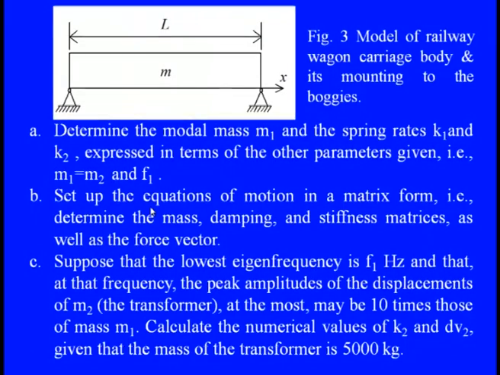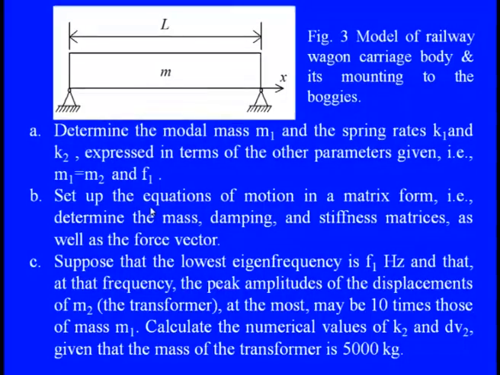Now the question says that we need to find the modal mass M1, the spring rates K1 and K2, and express these in terms of the parameters M1 and F1. Accordingly, set up the equation of motion in matrix form. That means we need to find the mass, damping and stiffness matrices with the force part in matrix formation. We need to use the state space variable and find that.